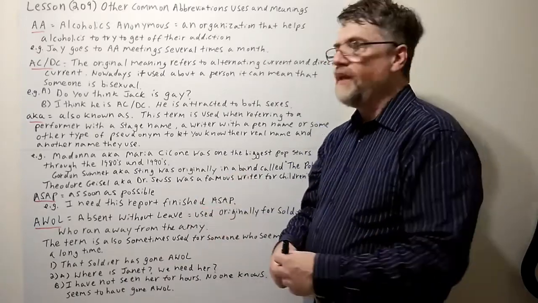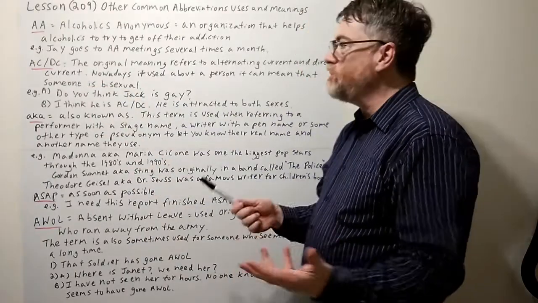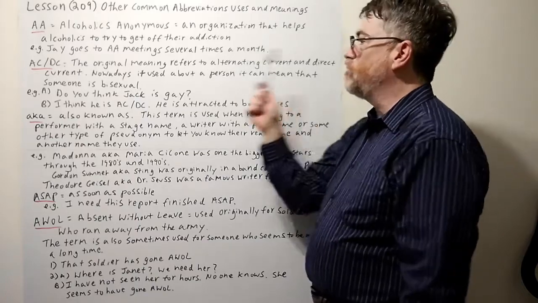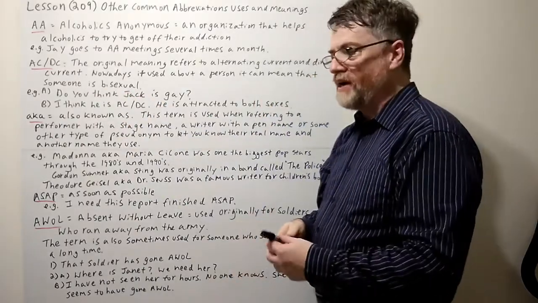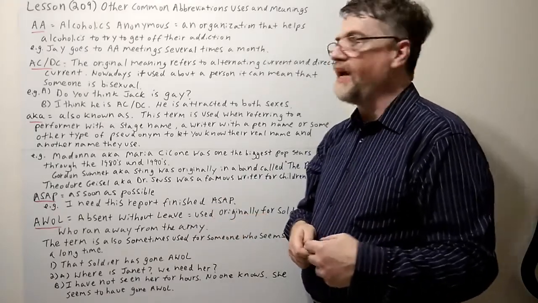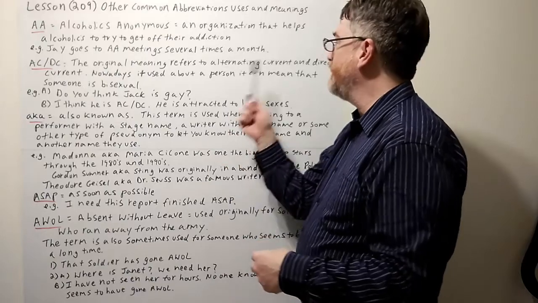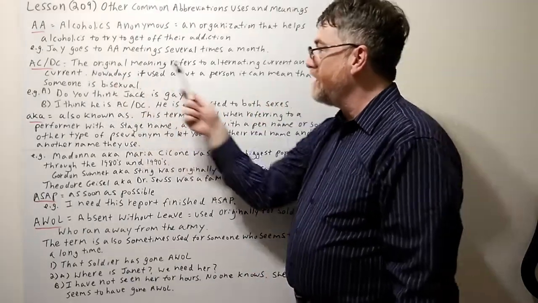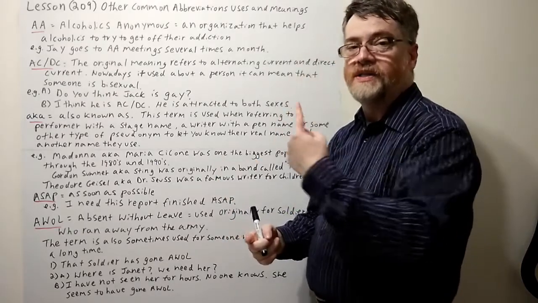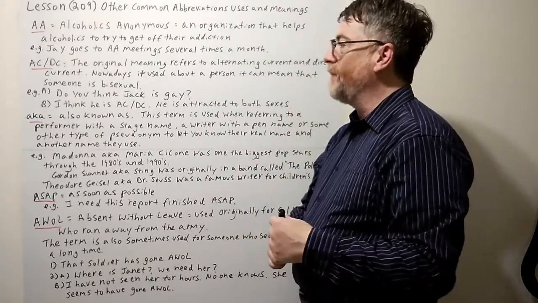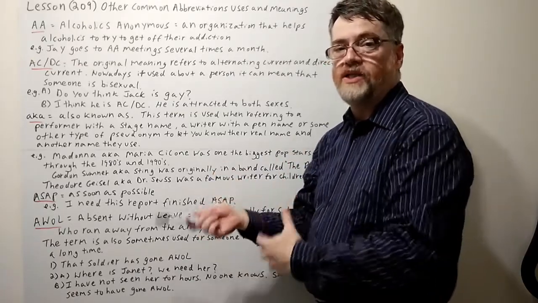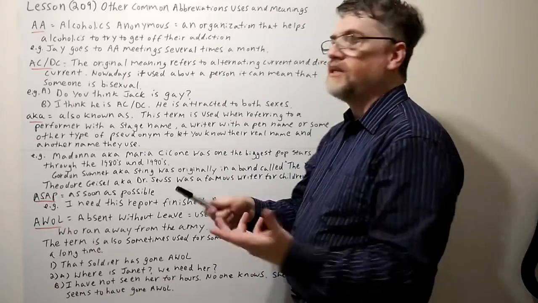Okay, let's look at the next one. AC/DC. Originally, the original meaning refers to alternating current and direct current. This goes all the way back to Thomas Edison and Nikola Tesla. Thomas Edison actually was the one that created DC, direct current. And Nikola Tesla created AC, which ended up being the better one because it could go in both directions. That's what AC means. But nowadays, it could actually have another more informal meaning that sometimes people use it for.